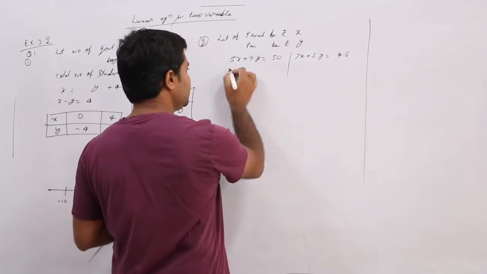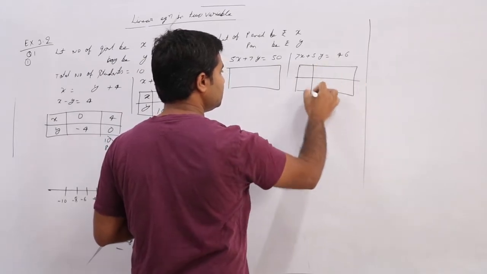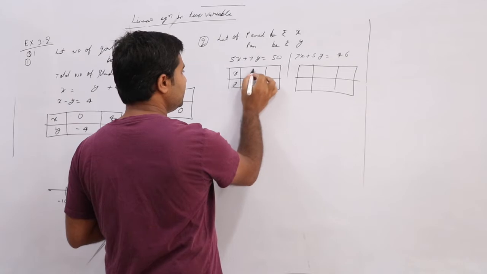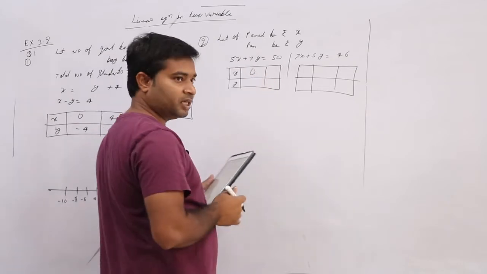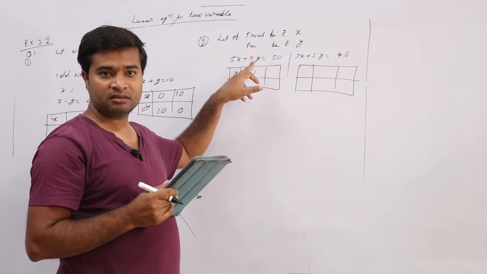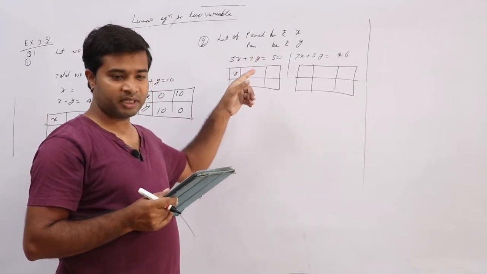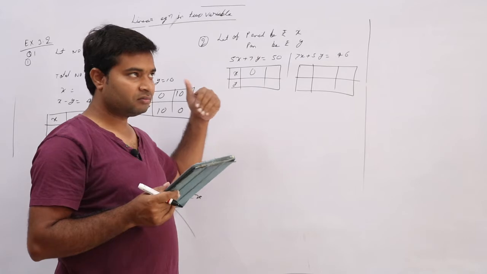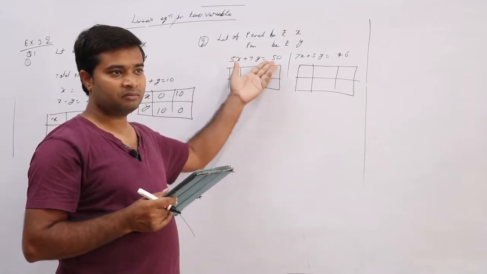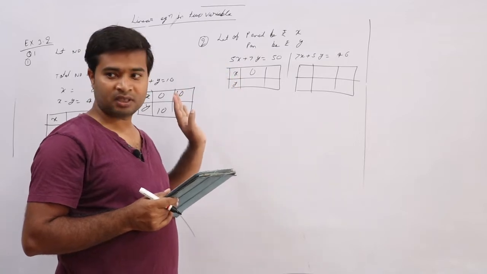So again you will do the same thing. Put x is equal to 0, then y is equal to 50 by 7. We are getting a fraction. Whatever you do, even if you put 2, it will not become divisible, right? Because in the 7 table, 0 does not come.